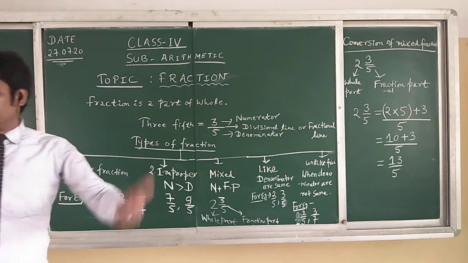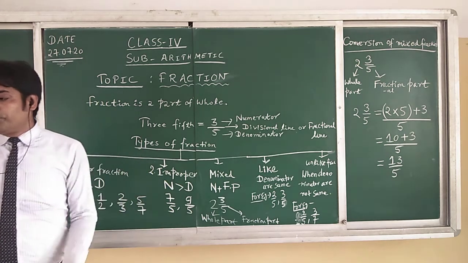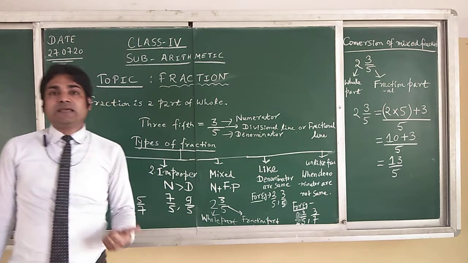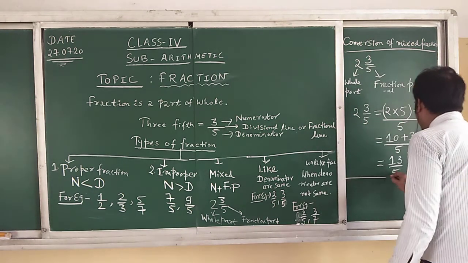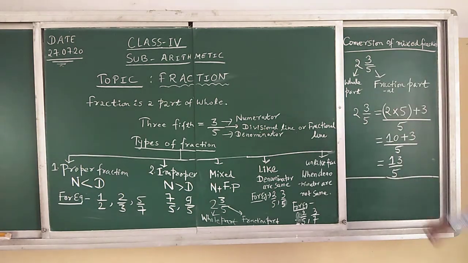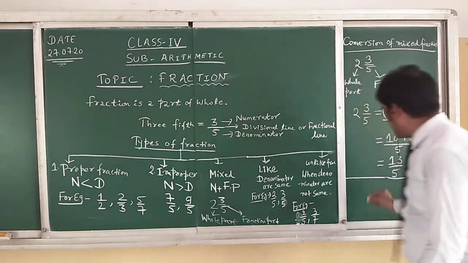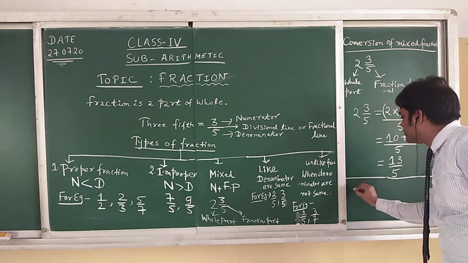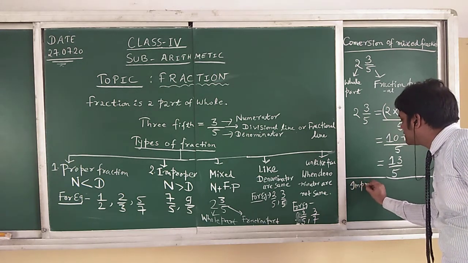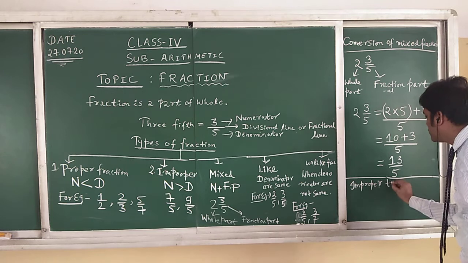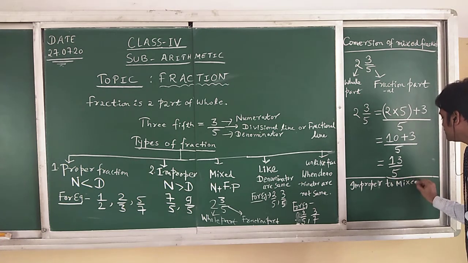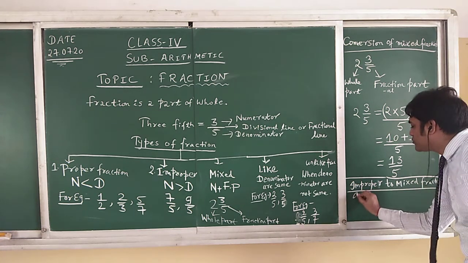Now, if anyone asks you to convert an improper fraction into a mixed number, suppose 9 upon 2. Improper fraction to mixed fraction. Improper fraction to mixed fraction. Now how do we convert? Suppose 9 upon 2 is the number.